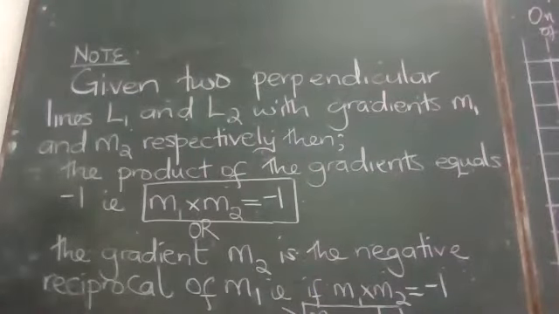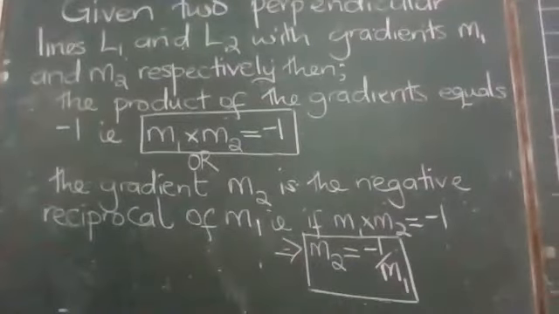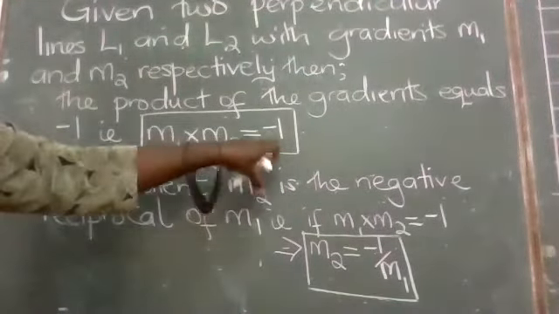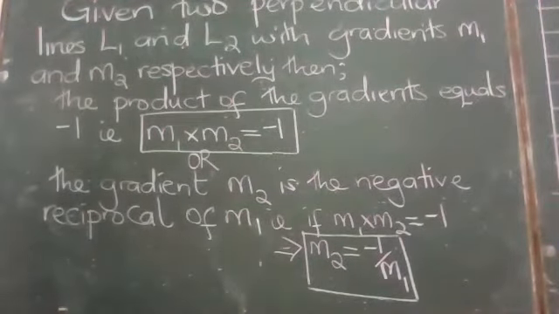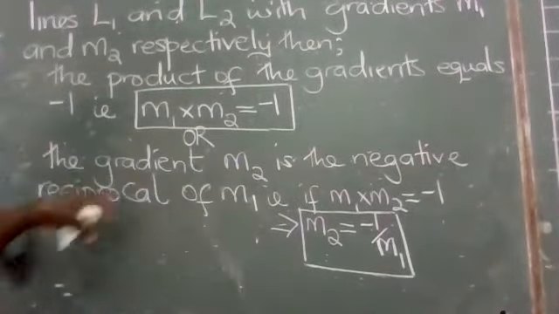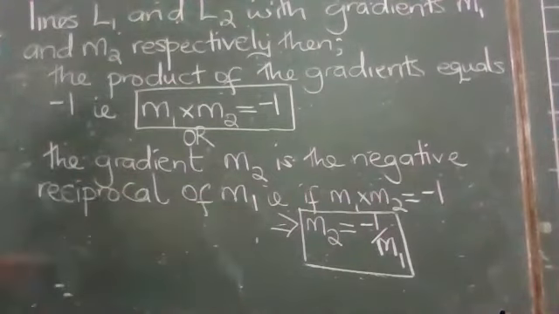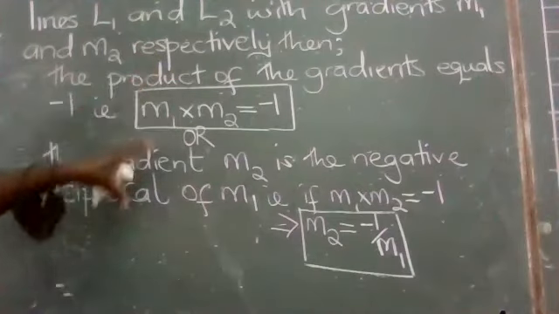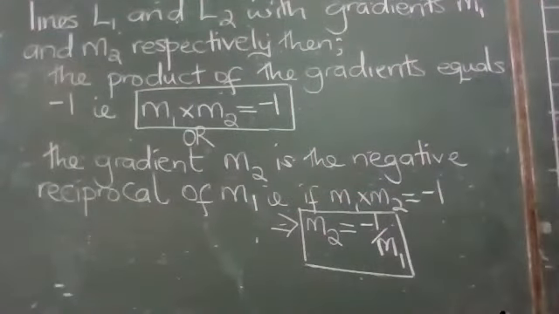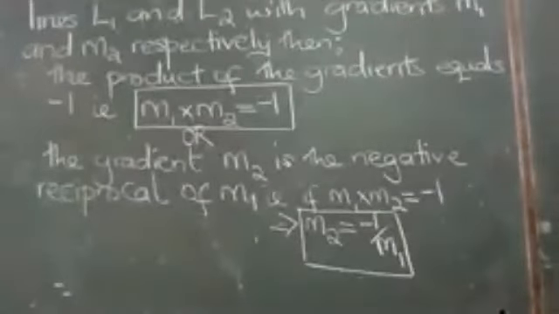So those are the statements I've been making, that the product of the gradients gives us -1, or someone else also gave us the second one, which I was looking for, that the gradient of M2 is the negative reciprocal of M1. Even the vice versa is true: M1 is equal to -1 over M2. If this is okay with you, you can stick to that. If the second one is okay with you, you can use that as well. I give you time to write as we put examples this other side.